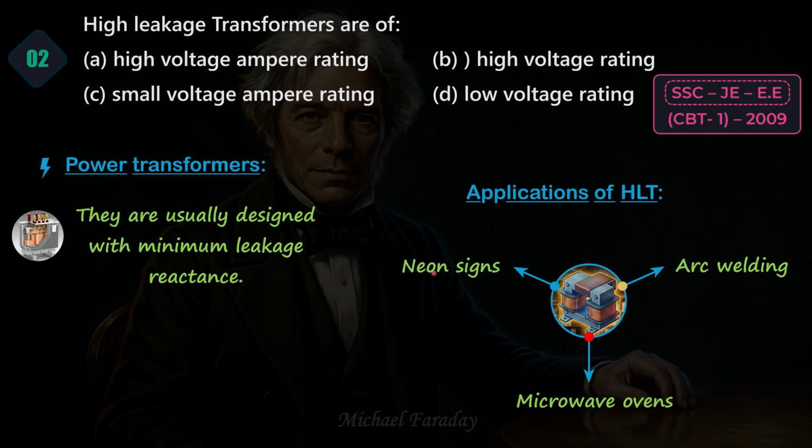But whenever we design transformers with high leakage reactance, their rated current must be low to prevent excessive voltage drop across the reactance. Therefore, they must be of small volt ampere rating. Hence, option C will be the right choice. High leakage transformers are of small voltage ampere rating.